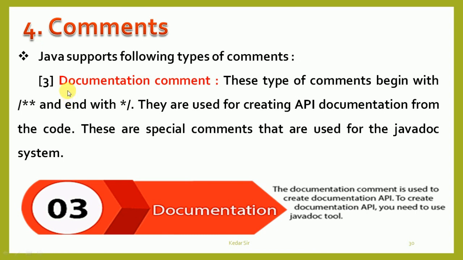Then the last one is the documentation comment. This type of comment begins with a forward slash and double asterisk, and you write brief information about your Java program, and then close it with an asterisk and forward slash. They are used for creating API documentation from the code. These are special comments that are used for the Java documentation system, right? So for the Java documentation system, you use this type of documentation comment.